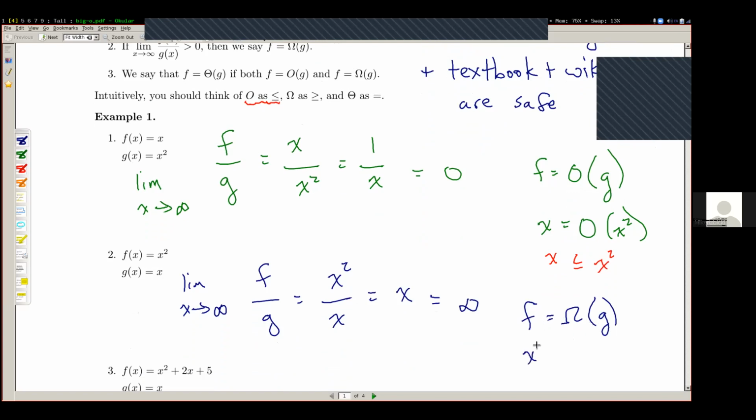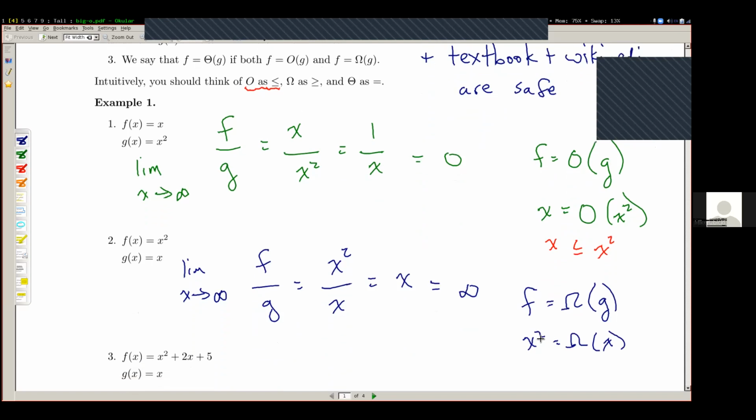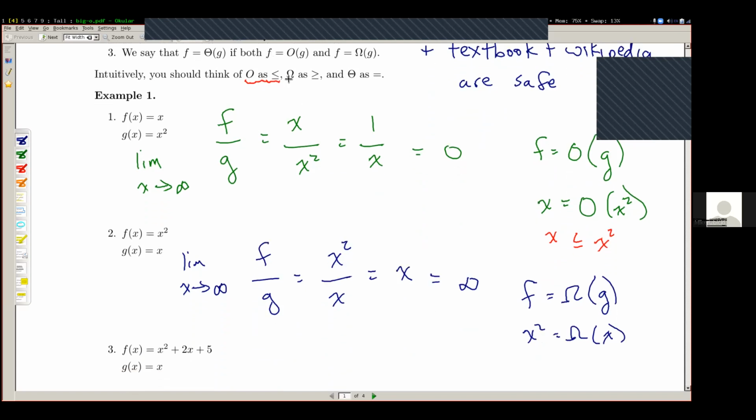Again, substituting that in, x squared equals omega of x. And again, the way that you should think about the omega is as a greater than or equal to. So omega is greater than or equal to, like x squared greater than or equal to x. And again, we can't just use exactly greater than or equal to, because this is not in general true. If we were to plug in any value between 0 and 1, this equation would be false. But if you plug in any large value, then this equation becomes true.